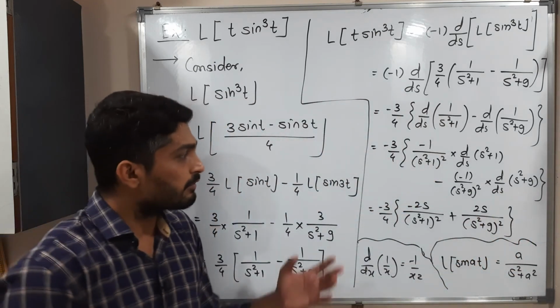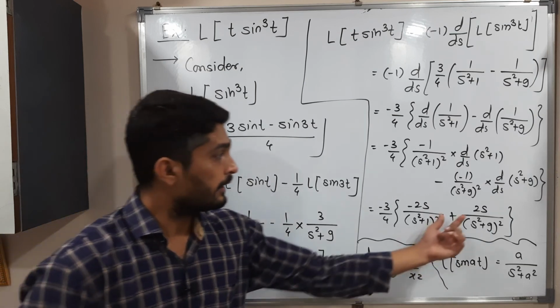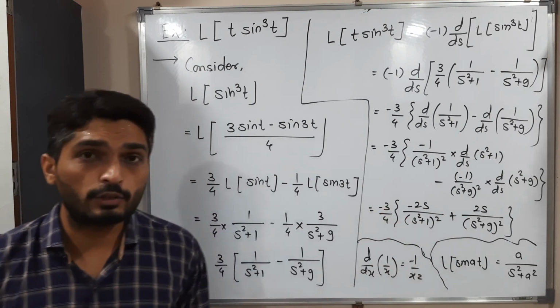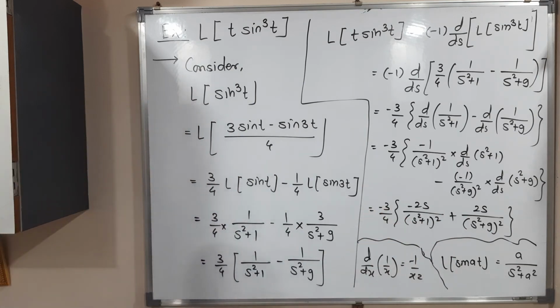If you want, you can further simplify. You can take that 2 common from both terms. That 2 will get cancelled with this one. You can manage the minus sign also if you cross multiply. But this is also enough. So you can consider it as a final answer.